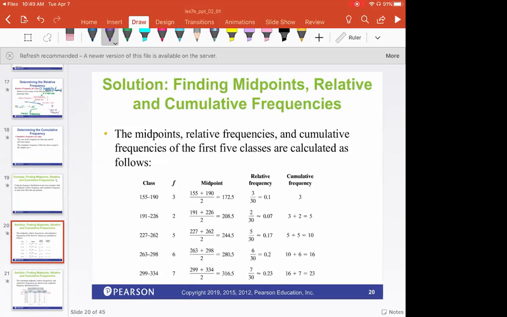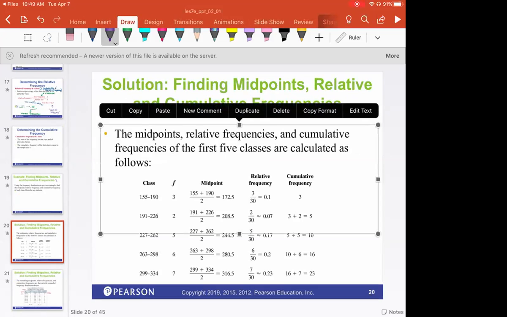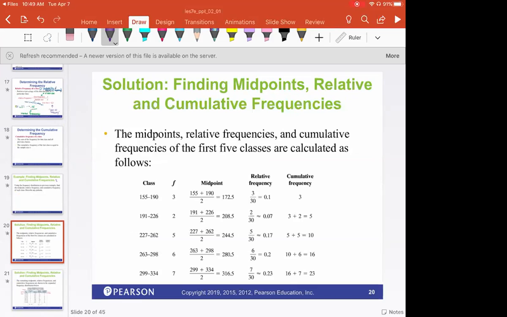All right, so here's what we set up. Here's our chart we made. So we have the number of things falling within each class. So we saw that 3 were between 155 and 190, then 2, 5, 6, 7. Now this is what's new, that midpoint. We learned that the midpoint is the lower end of the class and the upper end of the class added together and divided by 2. This gives us these new values, these midpoints. And it shows the work for each one.